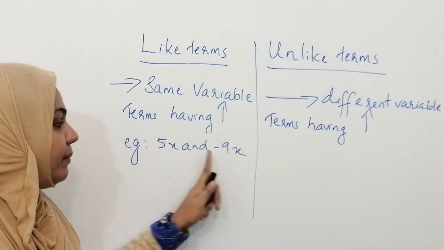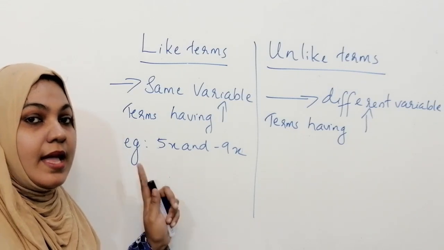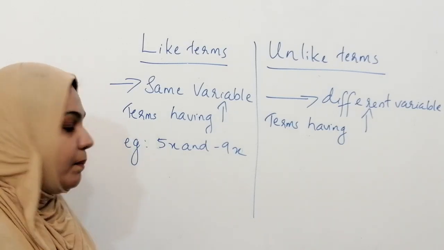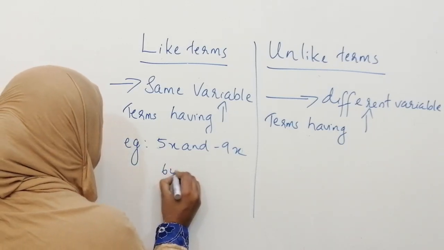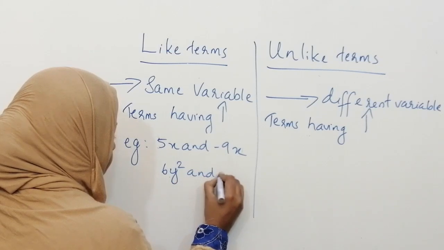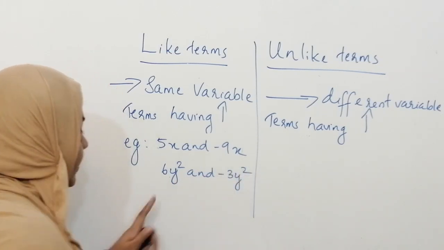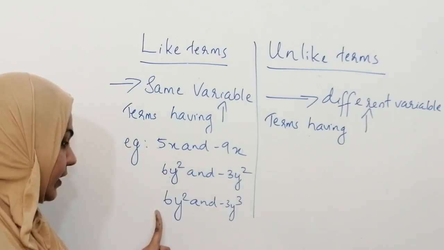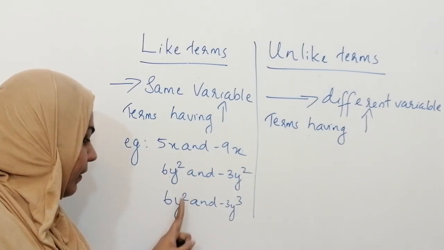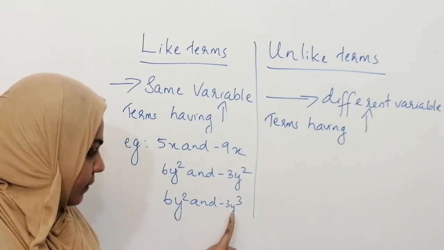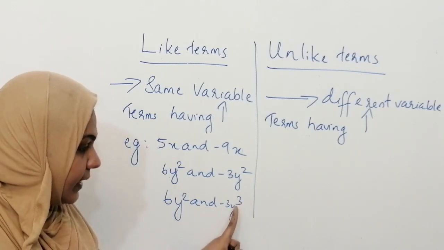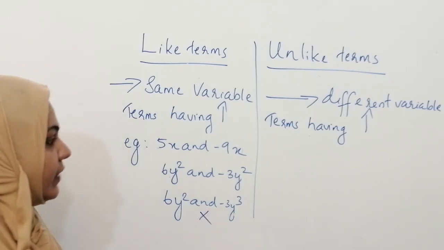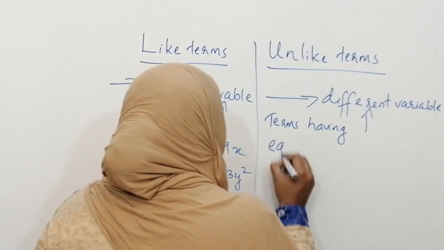You can see 5x and minus 9x are examples of algebraic expressions which contain the same variables with the same power. So we can write another example. Here also you can see it has the same variables with the same power. In this expression you can see 6y square. What is the power of y square? 2. And in this expression, what is the power of y cube? 3 is the power of y cube. That means this is not a like term. So next we can write the examples for unlike terms.